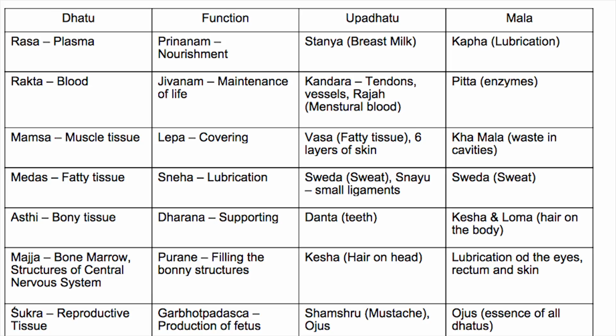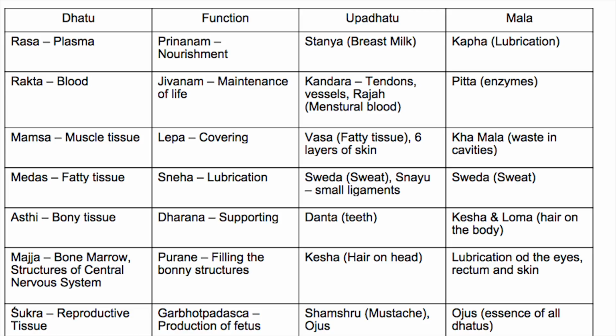The next dhatu is the asthi dhatu, or the bony tissue, and its main function is dharana, or providing support to the body. Without the asthi dhatu, we would not be able to stand erect. It is one of the grossest of the tissue elements, and it provides the actual structure of the body. In the process of constant nourishment of the asthi dhatu, we also get the nourishment and production of teeth, or danta. And the waste product of that is kesha and loma, or the hairs on the body. Not kesha, the hair on your head, but loma, the hair on your body.